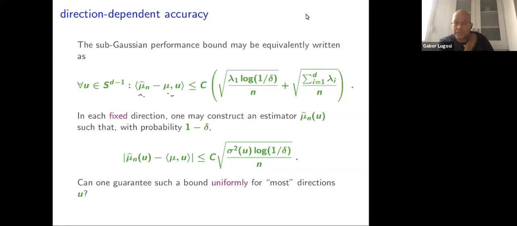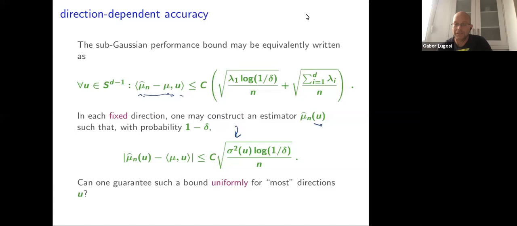Okay, so equivalently, we can say that the fact that the norm of the difference is bounded by something just means that the inner product of the difference with any unit vector is smaller than that. Now the question is, what happens if we want to be optimal in each direction? Because if I fix a direction u, then in that fixed direction the right amount is the variance in that direction, right? Sigma squared of u, which is the variance of the inner product of X and u, and of course lambda one is just the worst case of those sigma squares.